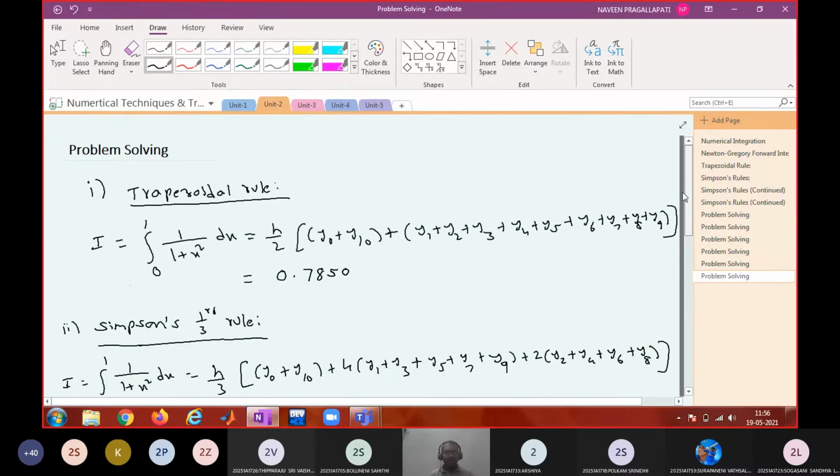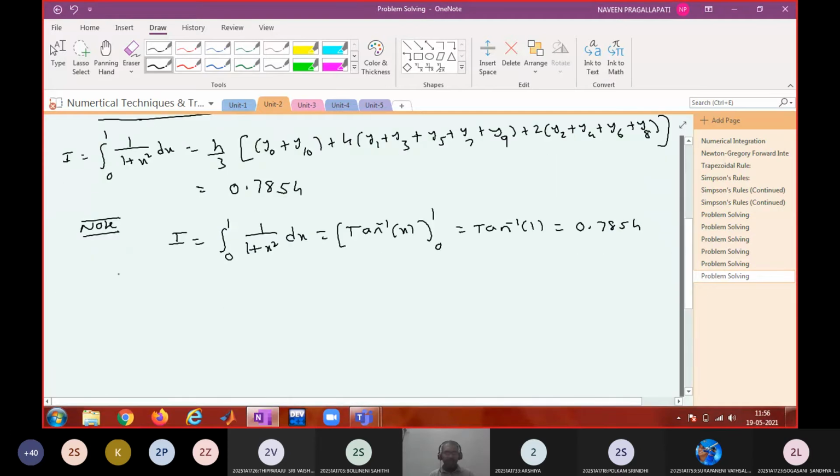So, just do one more problem. With that I will stop. I think we did 4 problems, right? Fifth problem. Evaluate, compute the integral from 0 to pi of sin x dx, with n equal to 10.